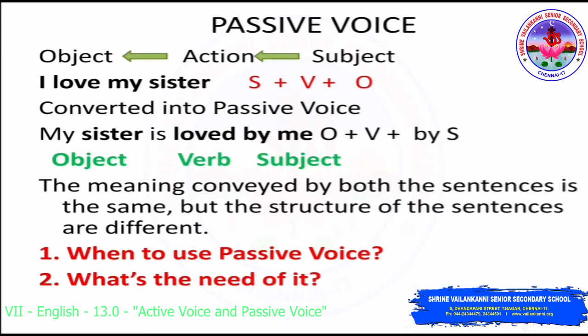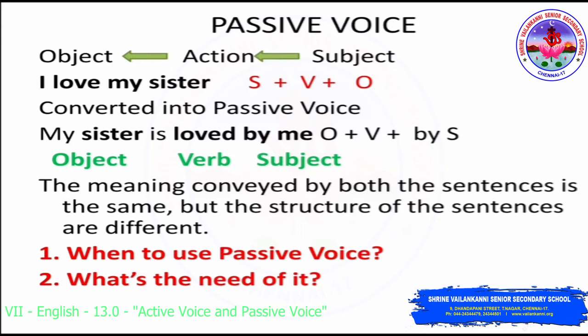Now, if I convert the sentence into passive voice, then it would be, my sister is loved by me. Sister is the object here, loved is the verb, by me is the subject. Got it? Here, my sister is receiving the action of love by me. Now I hope that you are clear with the difference and general sentence structure of active and passive voice. There is no doubt that these sentences are the same: I love my sister and my sister is loved by me.